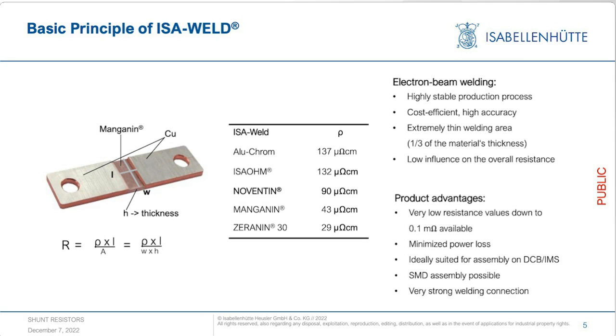The joining technology used to join the 2 copper stripes with the resistance material in the center is electron beam welding. This is a highly stable production process. It's cost efficient, it's very accurate, and it has an extremely thin welding area, which is only about 1/3 of the material's thickness. And this process has a low influence on the overall resistance.